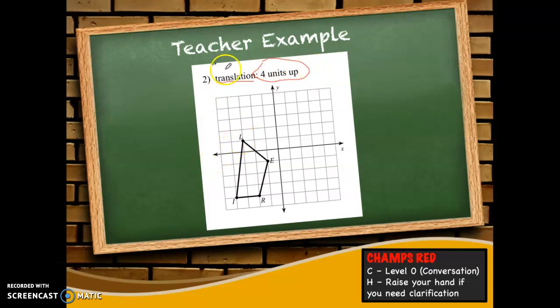So I'm going to slide since I'm translating. E is going to go 4 units up. 1, 2, 3, 4. I am going to count each point 4 units up because I am translating, which means I am sliding each point. 1, 2, 3, 4. And that's L. And it's okay if you write off the grid. And you're going to do this for each one. 1, 2, 3, 4. And I.